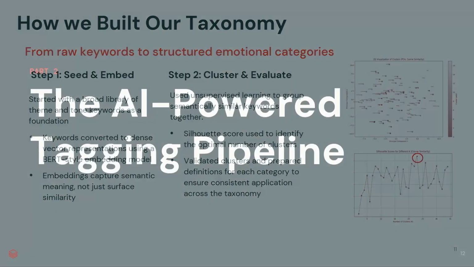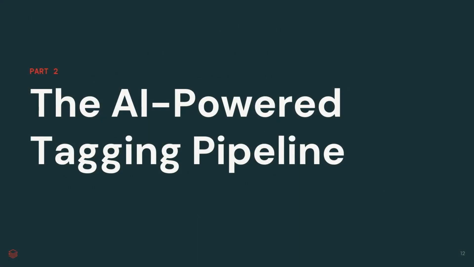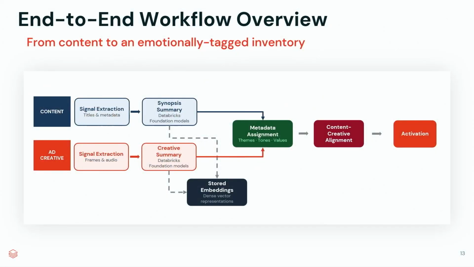And so with that said, let's get into what this pipeline looks like, how we tag this, and specifically where we're using Databricks. The pipeline consists primarily of two tracks, one for content, one for ads, and it runs symmetrically on both sides of the match. So content goes through signal extraction, and I'll talk through what signals we're actually using in a bit, synopsis summarization, and then metadata tagging with our emotional signals using foundational models served on Databricks. That produces a dense embedding of each show's emotional profile.